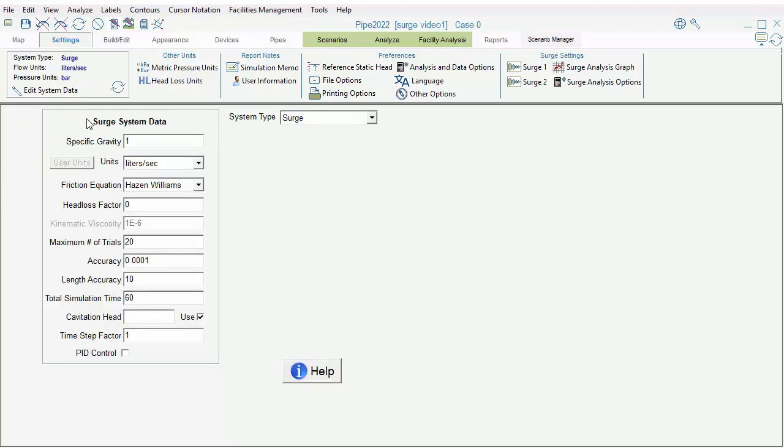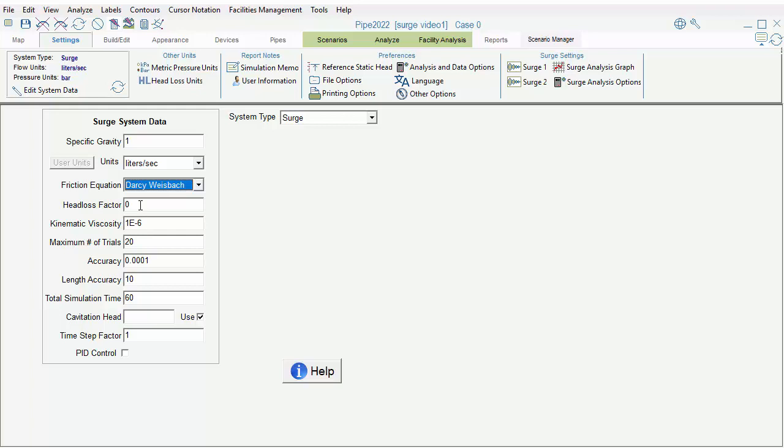For water, or liquids that are mostly water like sewage, the Hazen-Williams friction equation is the best choice. For other liquids such as petroleum, select Darcy-Weisbach. Input the specific gravity and kinematic viscosity for that liquid. Kinematic viscosity is in units of feet squared per second or meters squared per second for SI units.